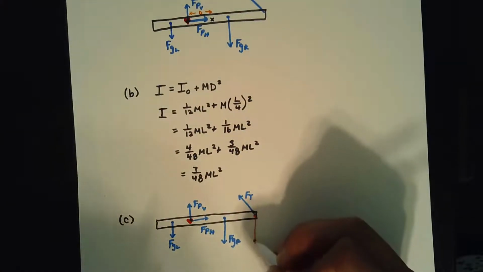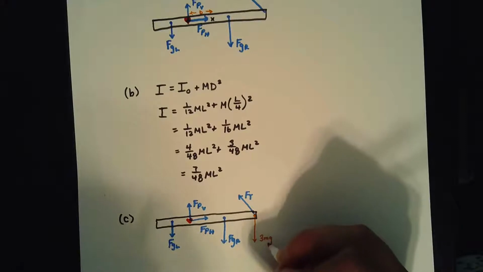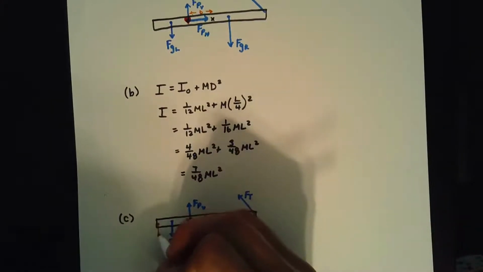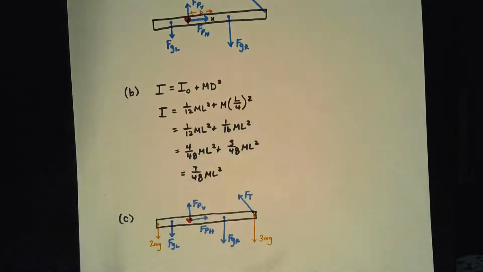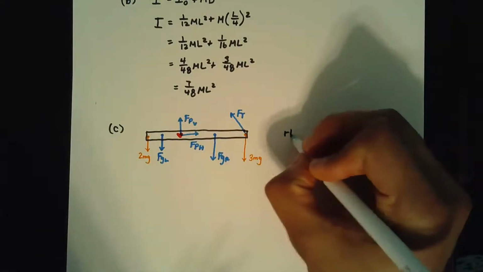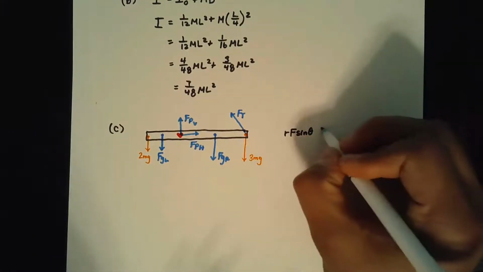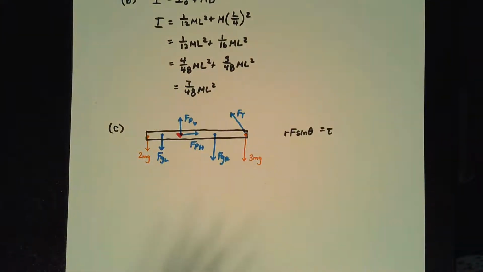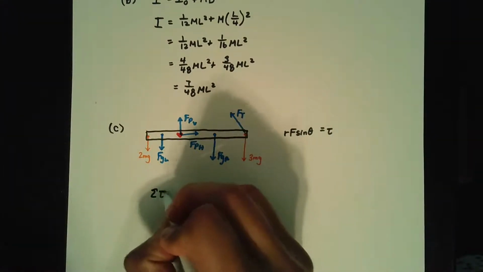I'm adding this force on the right, we'll call 3mg, the weight force from this 3m mass. And this force on the left, we'll call 2mg, this weight force from that 2m mass, whatever it may be. So the question is, what is the net torque about the axis? Well, then I need to figure out which ones of these things are providing a counterclockwise torque, which ones are providing a clockwise torque, and go from there. Well, rF sine theta is my torque. So I'm going to keep that into account as I go through and try and determine my net torque here.